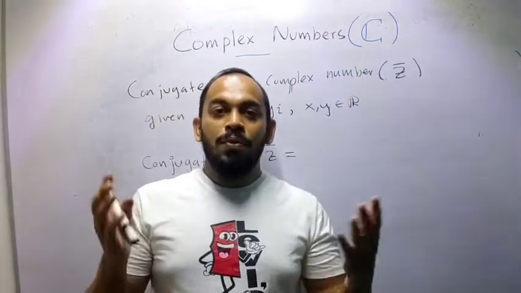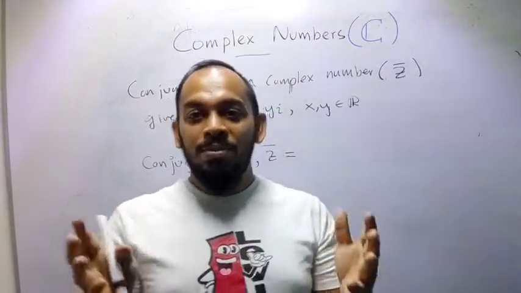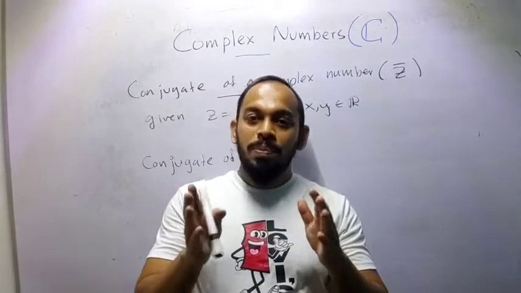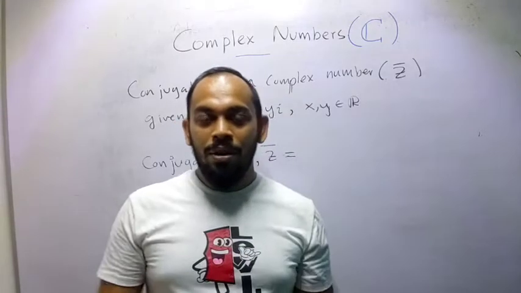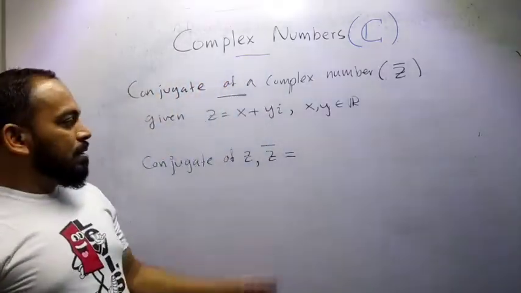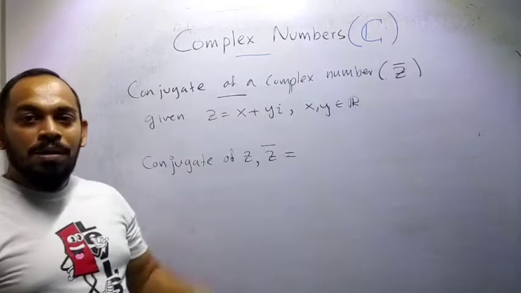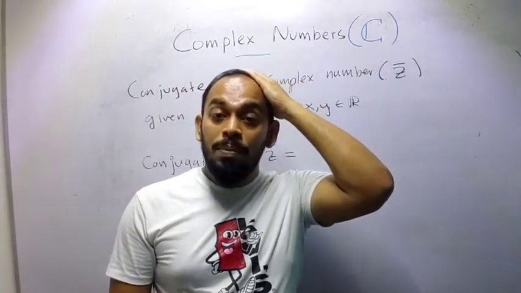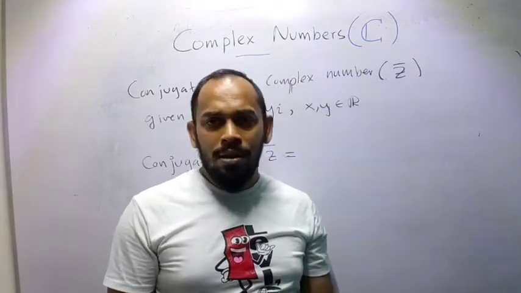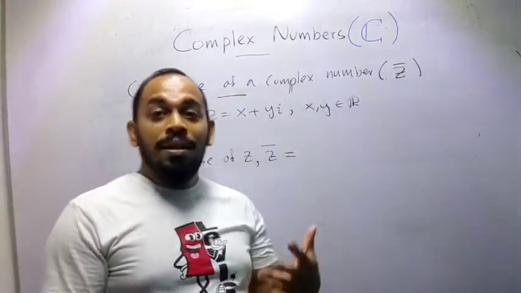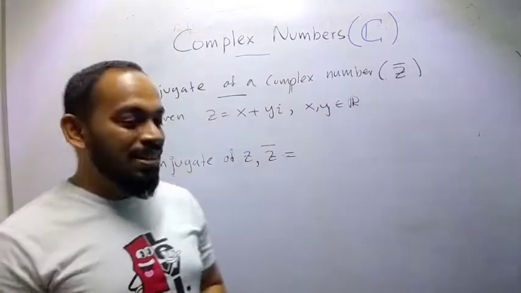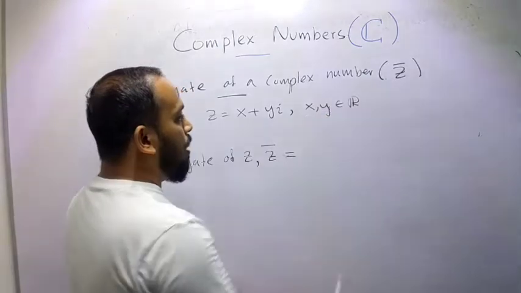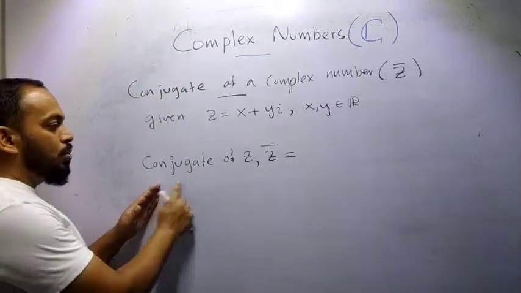If you know about matter and antimatter, you know what happens when you combine them. Antimatter is based on matter; it's a mirror symmetry of matter, right? Just like that, a complex number has a twin. Their magnitudes are the same, but they are two different things. They look the same, but there's a difference. Let's get to it. Given z equals x plus yi, where x and y are real numbers, the conjugate of z.